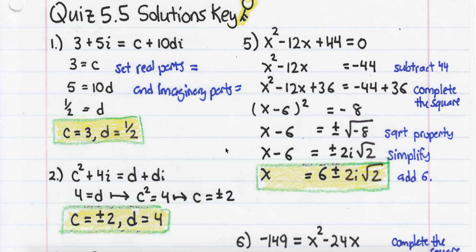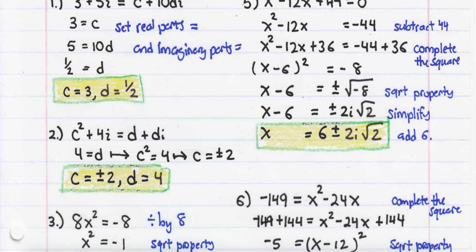Going to number 5, what we're going to do now is complete the square. So we subtract 44 from both sides. Half of -12 is -6, and -6 squared is 36. So I add 36 to both sides in order to complete the square. The left-hand side now factors perfectly into (x - 6) squared, and the right-hand side becomes -8. Using the square root property and simplifying, I get x minus 6 equals positive or negative 2i square roots of 2, and now I add 6 to both sides, and this gives me my solutions.